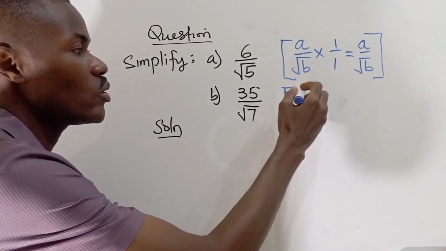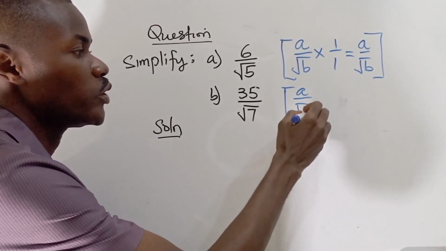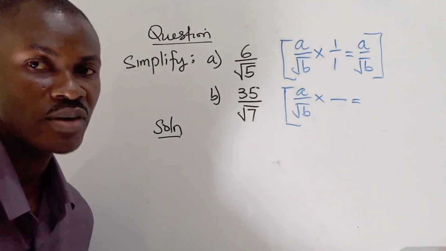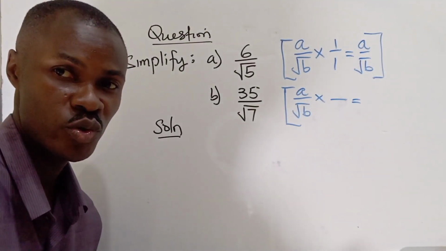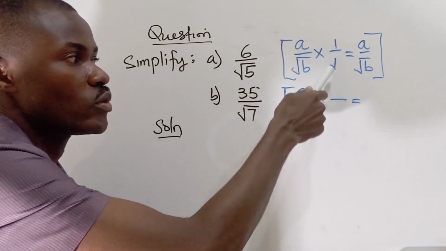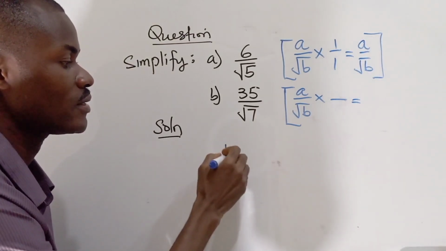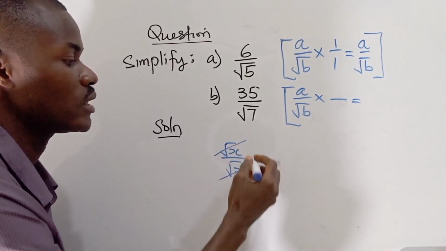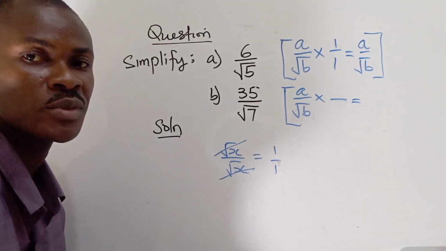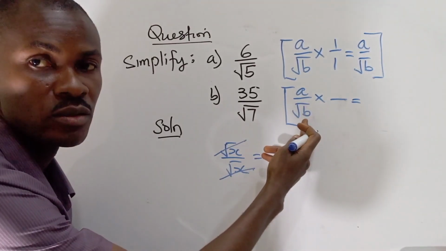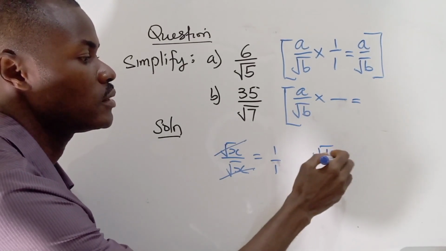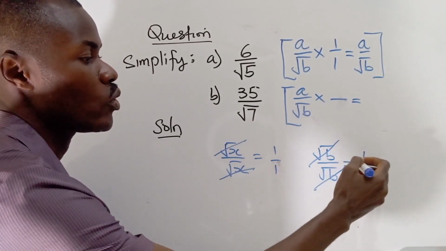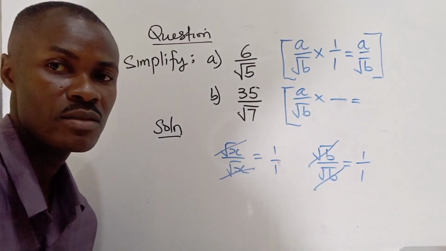But we can also use some other ratio to multiply this. But the ratio we are going to use can still represent 1 divided by 1. For instance, if I say root x divided by root x, it means this can cancel this, it means 1 over 1, right? What about this at the denominator? I can say root b divided by what? Root b. This also means this can cancel out, this is 1 over 1. So it's as simple as that.